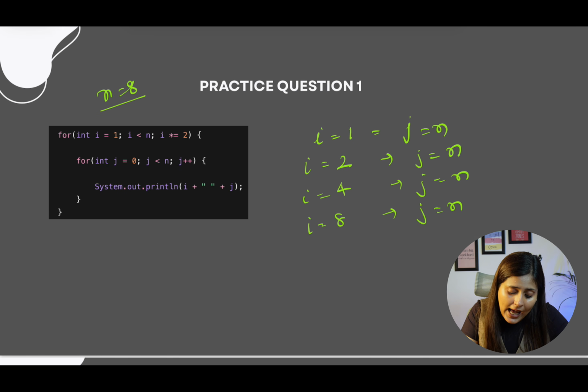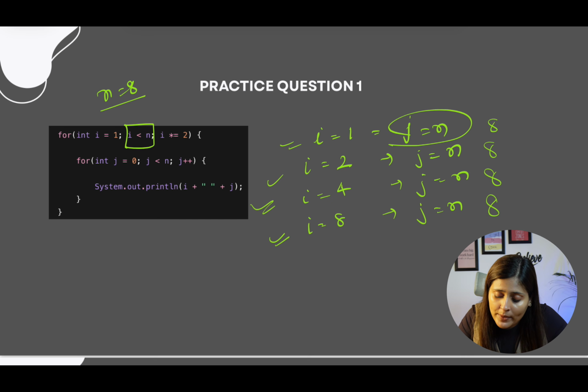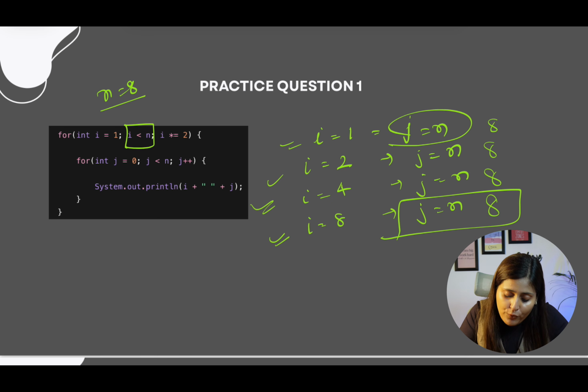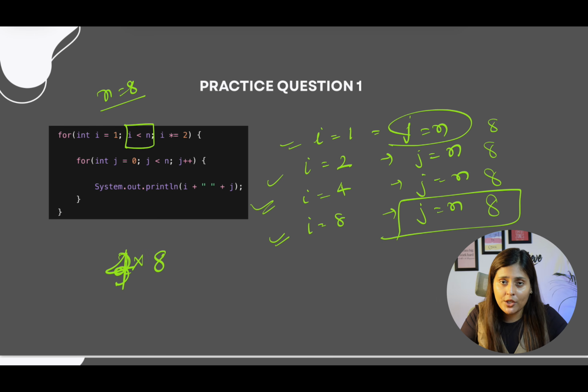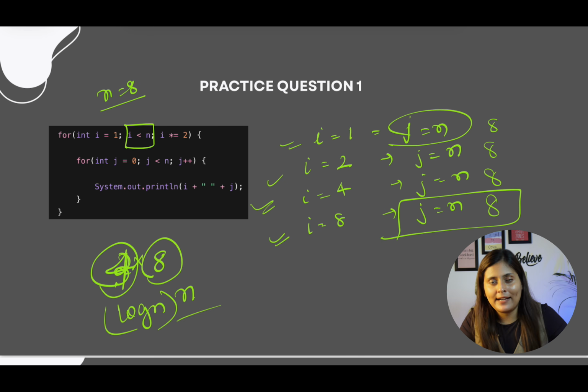So definitely i is less than or equal to 8. Till now it will run. So till now i will run and j will always run for 8 times, 8 times, 8 times and 8 times. So for how many times has 8 been run? If 1 time 8 means 8, 2 times 8 means 2 into 8, 3 times 8 means 3 into 8 and 4 times 8 means 4 into 8. So what is this 8? N. And what is this 4? Which is log n. So hence I said n log n time complexity.